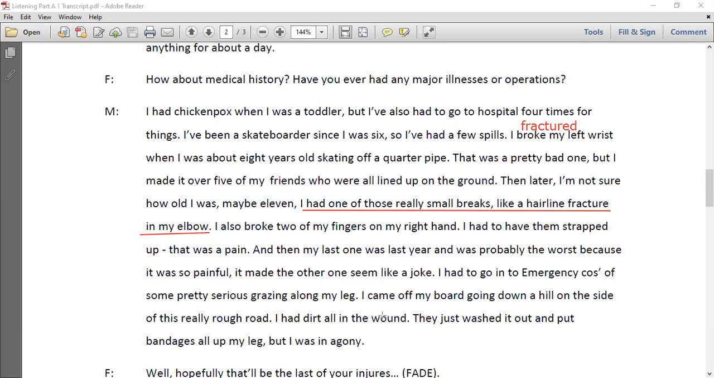And then he talked about some injuries. So here, because of some pretty serious grazing along my leg. So grazing was the answer here. What kind of injury did they have? They had grazing in their leg. And this is, I had dirt all in the wound. So that wound happened because of grazing. We were looking for type of injury. Wound is not a type of injury.